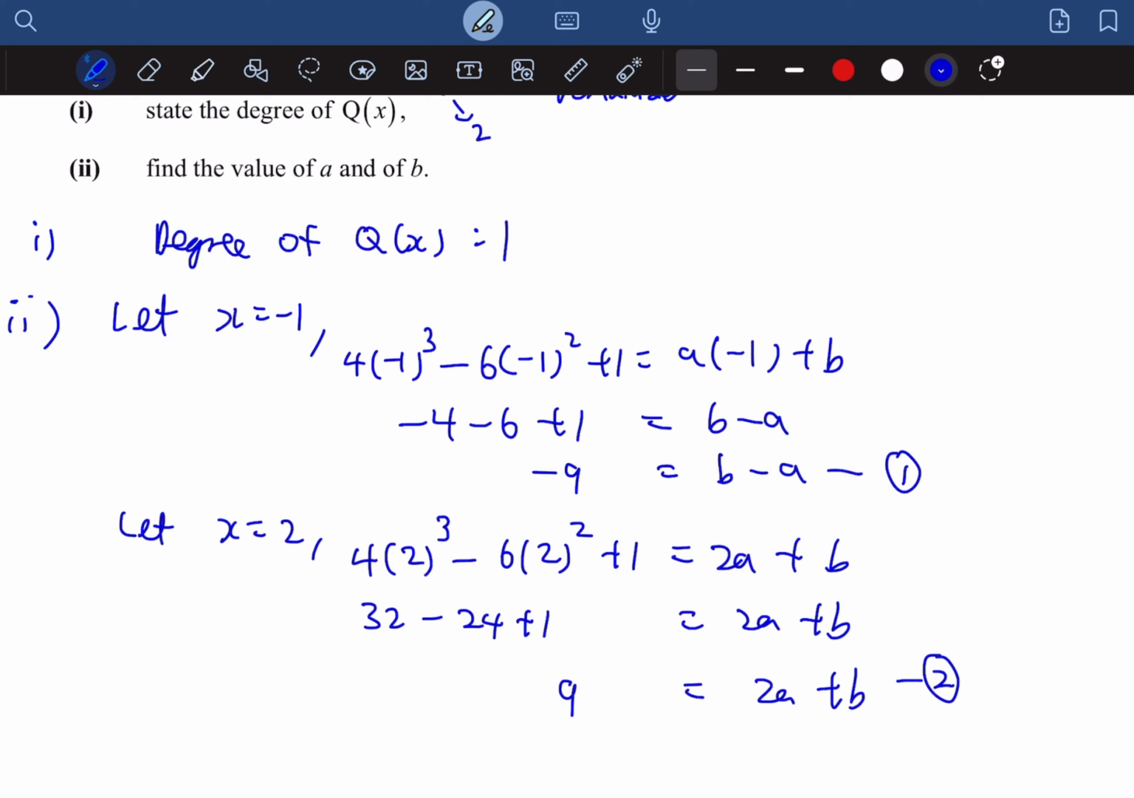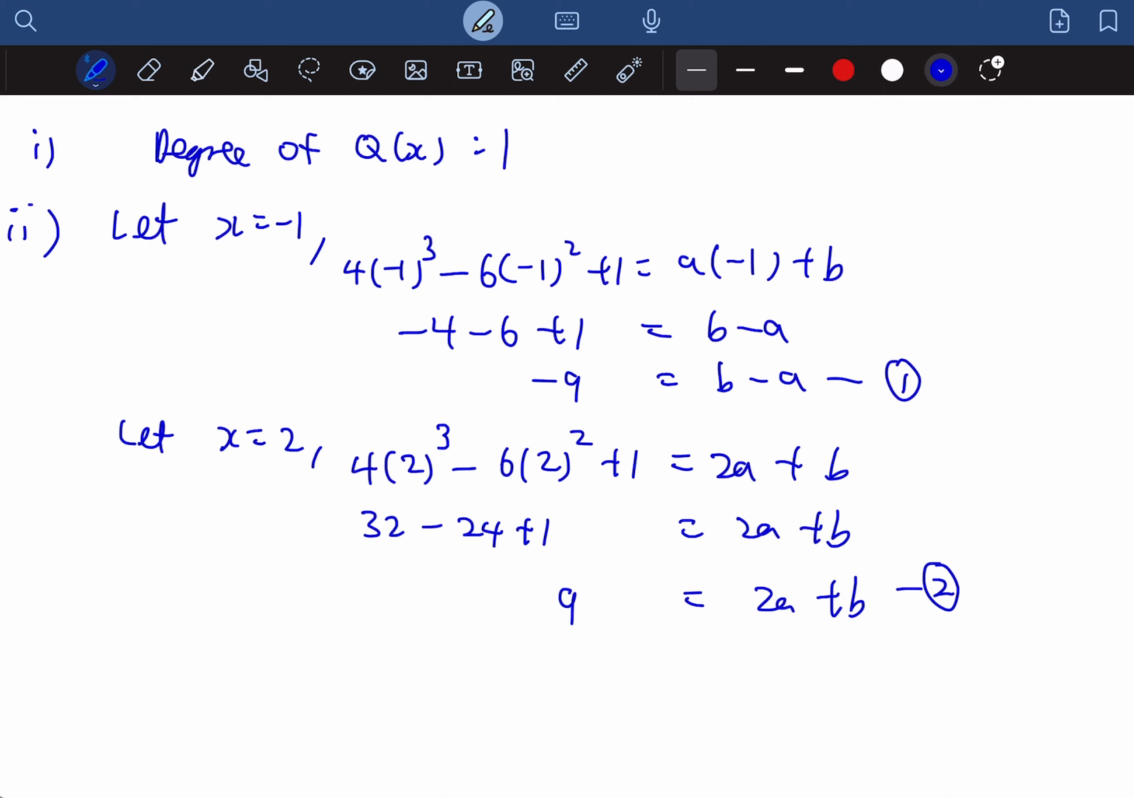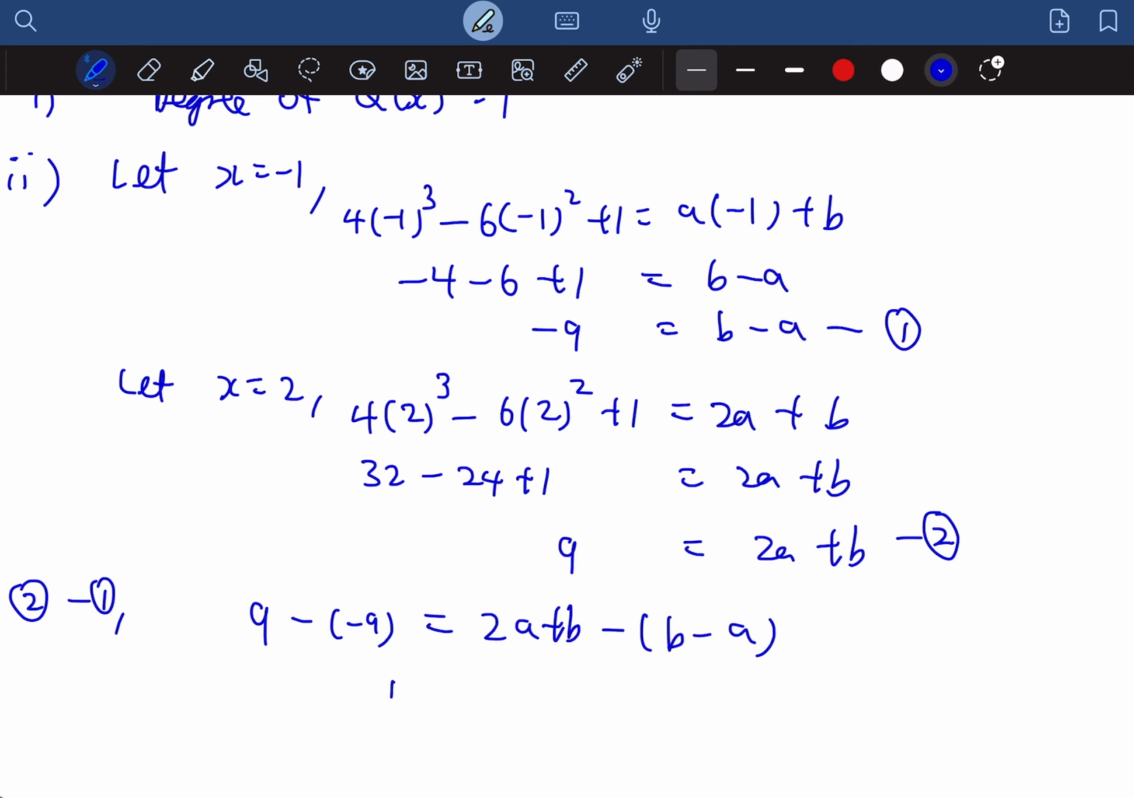You can see equations 1 and 2 are both linear equations. Which means we can use substitution, but it's very rare to get 2 linear equations to perform simultaneous equations in AMF, because most of the simultaneous equations in AMF use substitution. So no problem, I'll use elimination since the two equations are linear. Equation 2 minus equation 1: 9 minus negative 9 equals (2a plus b) minus (b minus a). So I have 18 equals 3a. So my a equals 6.